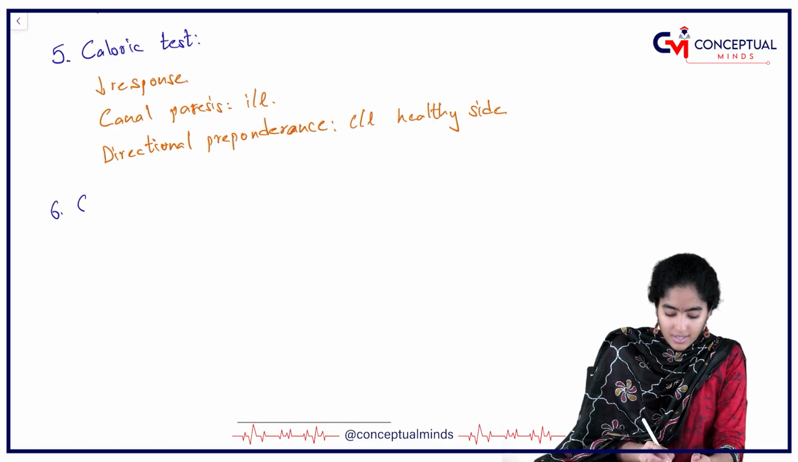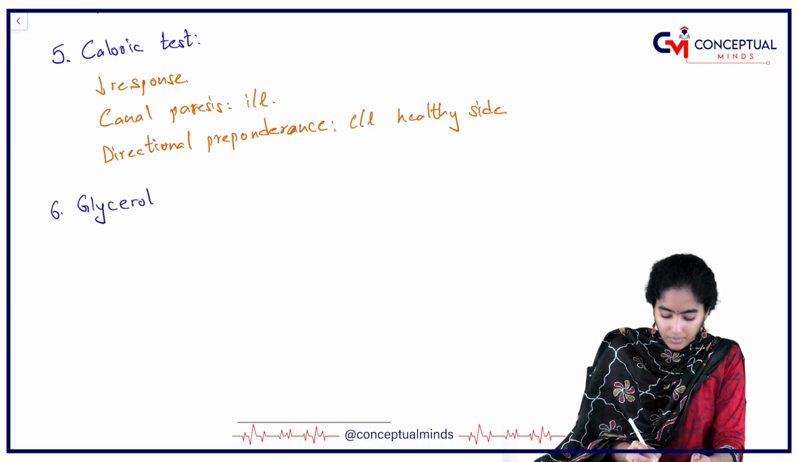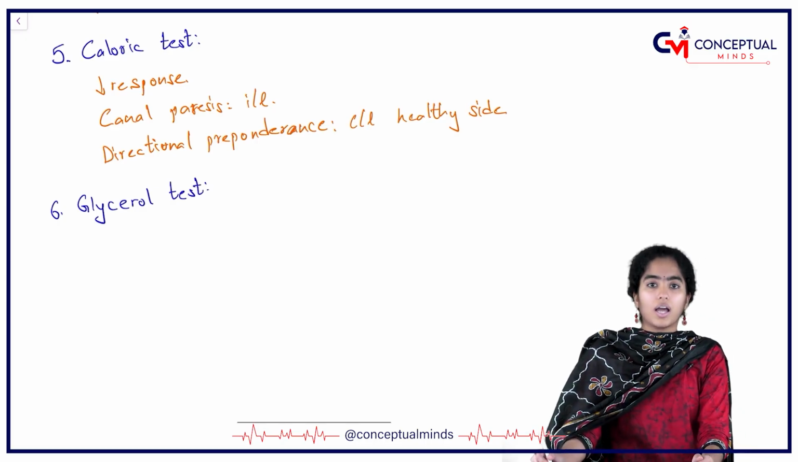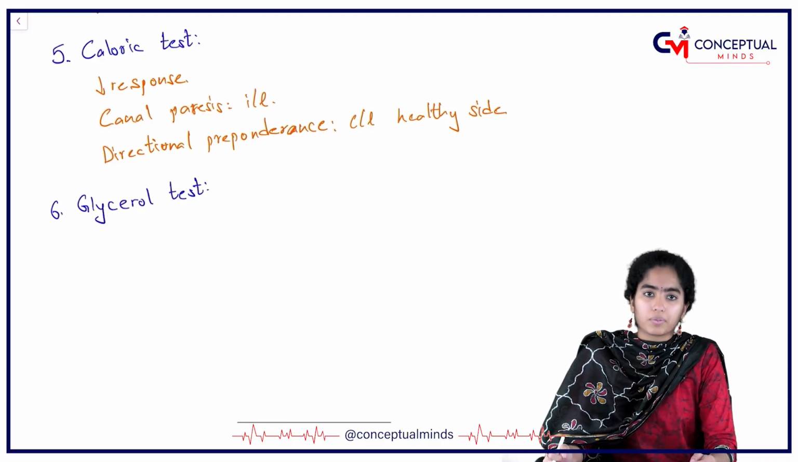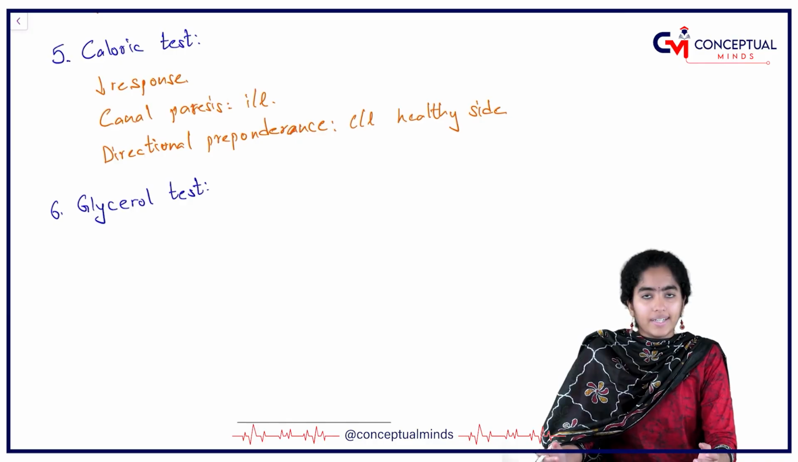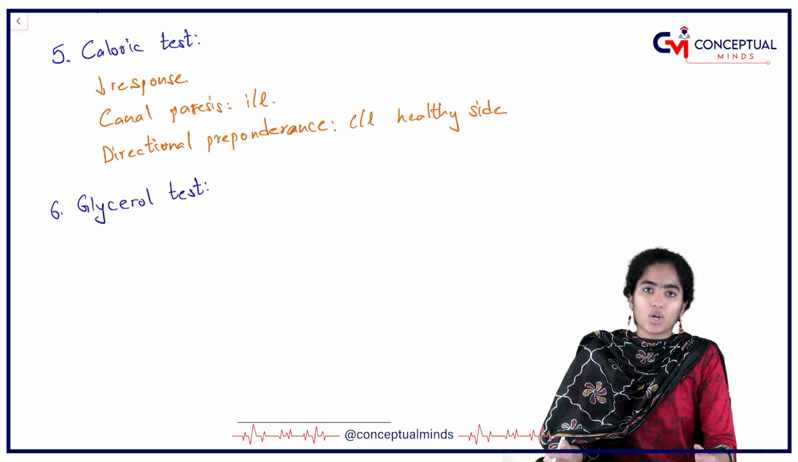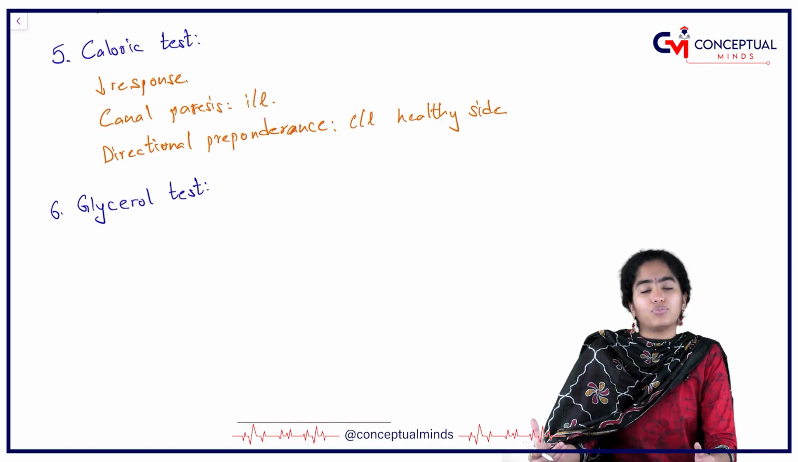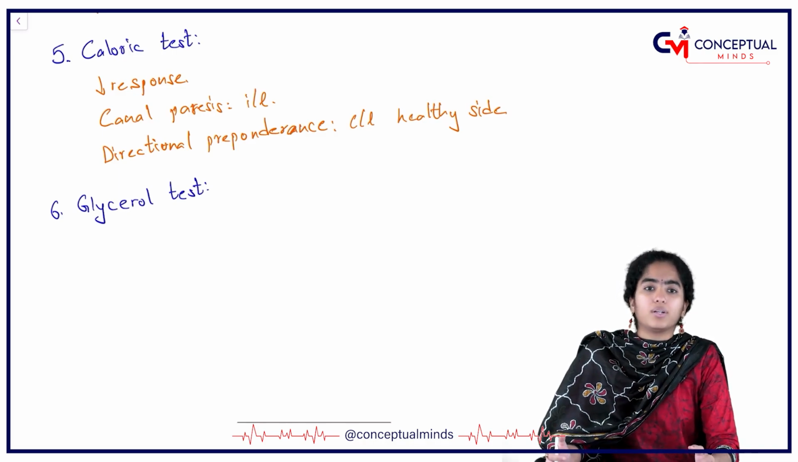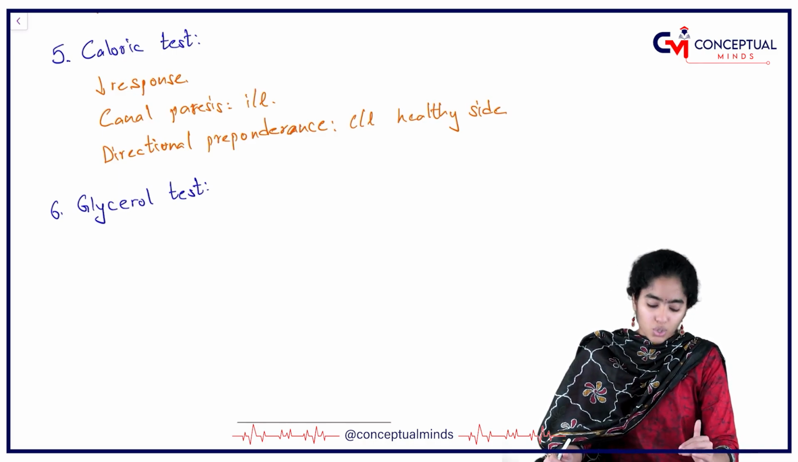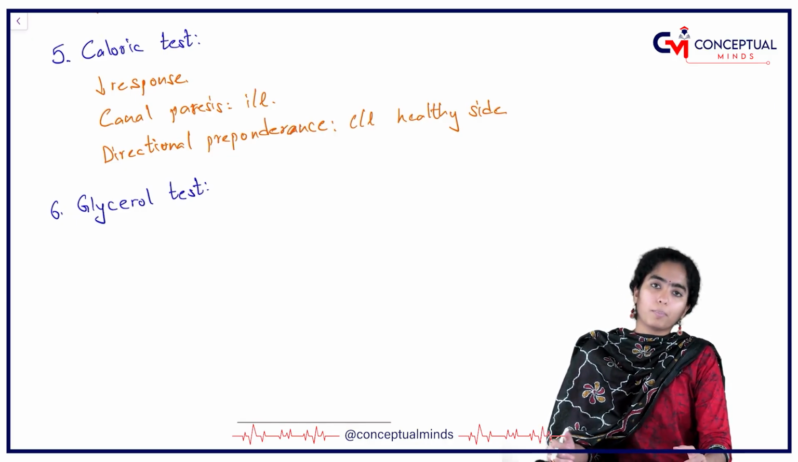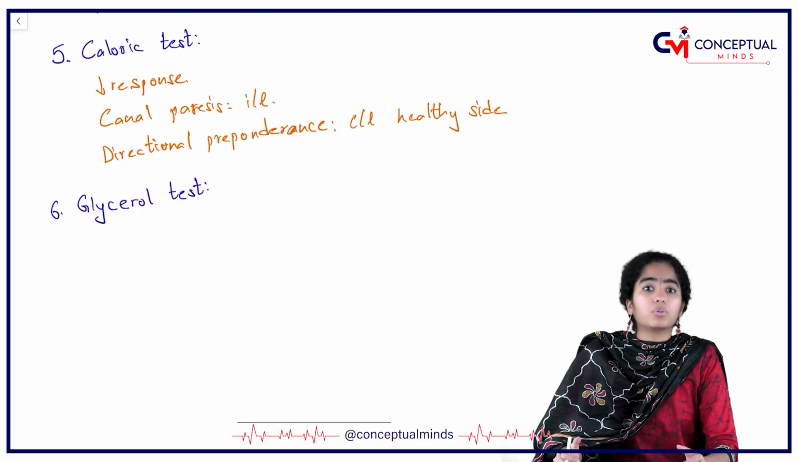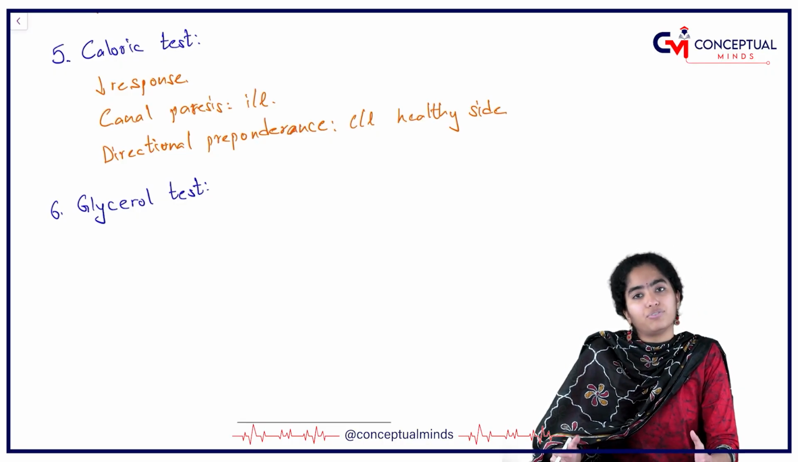Next in our list is the glycerol test. Glycerol is a dehydrating agent. It absorbs water, it draws away water. So when glycerol is given orally, it acts all through the body and the endolymphatic pressure is reduced. Why? Because the endolymph volume reduces, and so automatically the endolymph pressure also reduces. So this is not just a diagnostic test, it also has some prognostic value, because the moment the endolymph volume and pressure drop down, the patient will experience a great relief in symptoms.